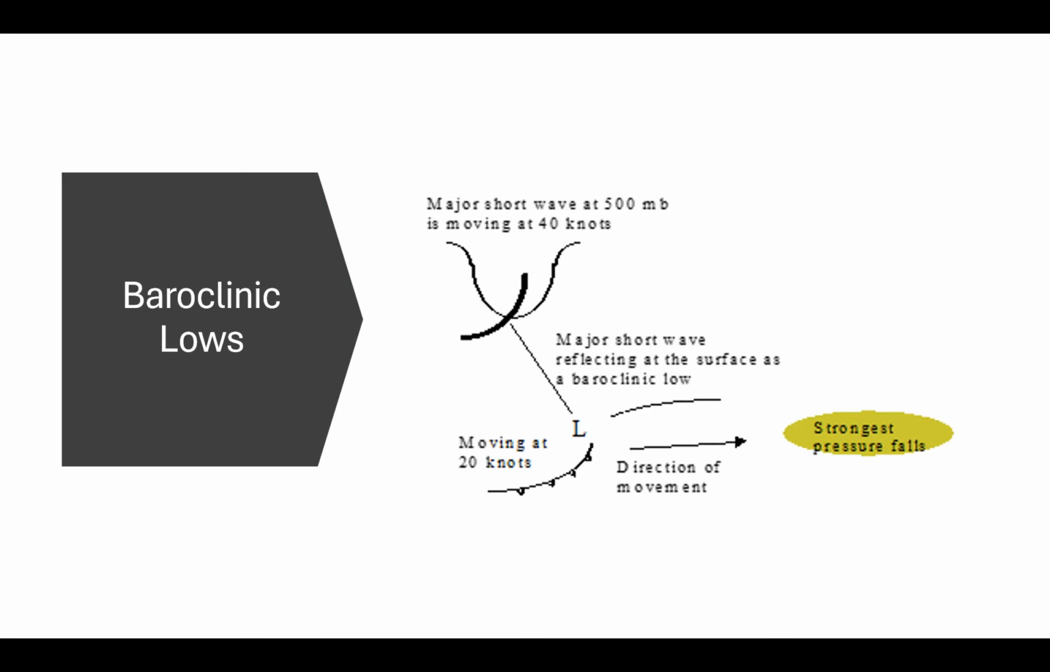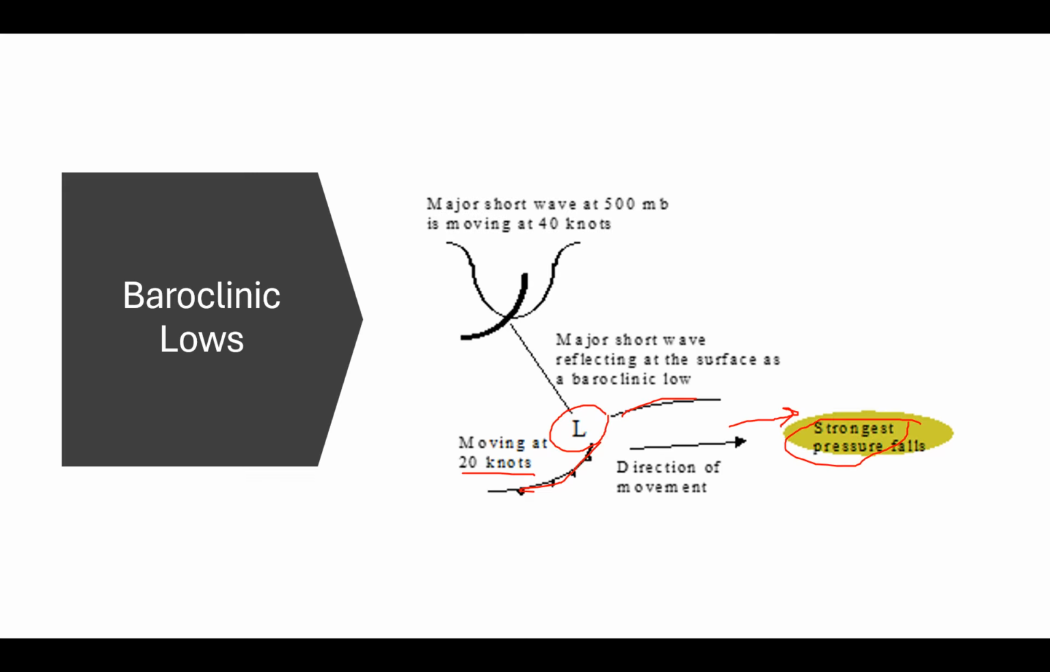In this case, we have the baroclinic low represented by the letter L. We have our fronts, our cold front and our warm front. And right now it's moving to the east, let's say at 20 knots. It's going to be moving towards the area of strongest pressure falls, and that's right here. So this is the direction our baroclinic low is going to be moving.